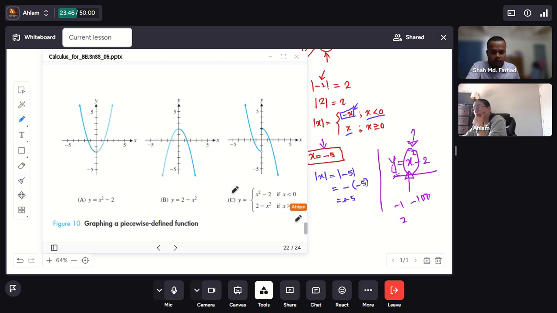Now I'm talking about this one, number C. This C is the combination of x less than 0 and x greater than 0, that means up to this, and here this portion. Look, if x less than 0, then we have this one for this function, and if x is greater than or equal to 0, then we have this one. So now number C, we call this function a piecewise function.